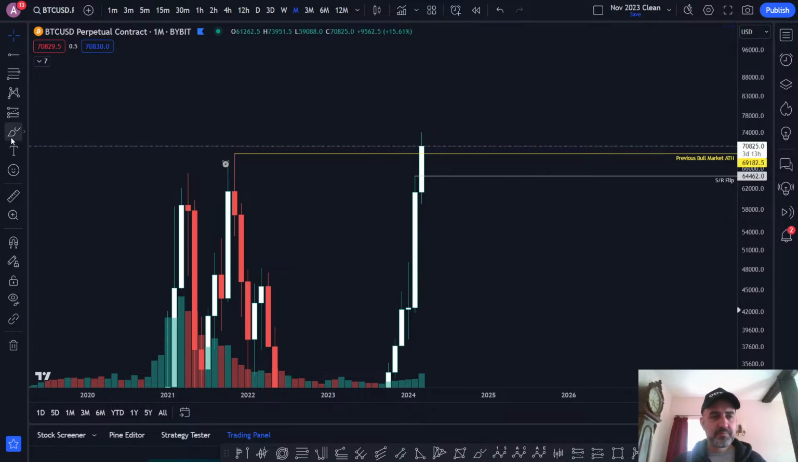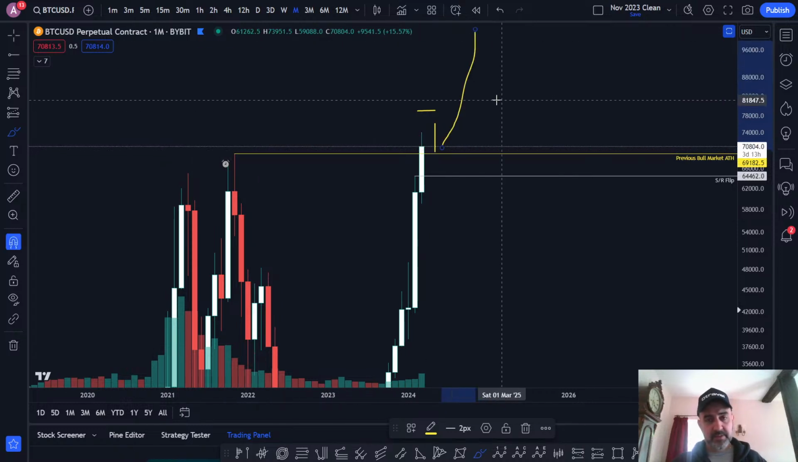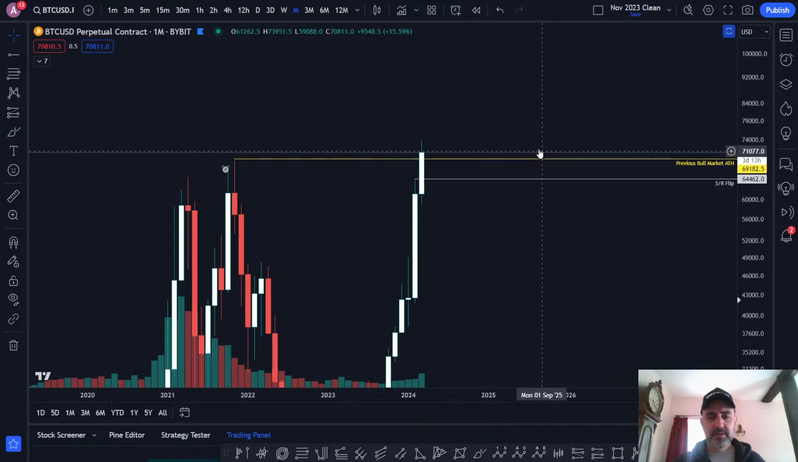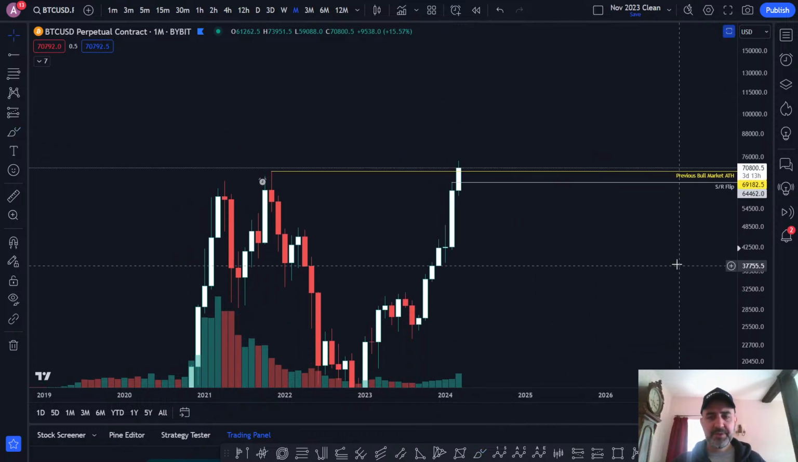Do we go back down to test this SR flip before we push up after we've completed this monthly candle? Or do we close much higher, just to come back into the previous bull market high to go up? We're in quite an important week this next week, so we have to see what happens.